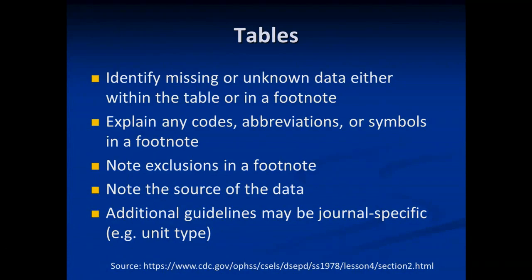So make sure you check, certain journals like specific units, some like p-values over confidence intervals, and you don't need both, for example. So you don't need confidence intervals and p-values. You may want confidence intervals and some sort of asterisk or footnote for what the p-values are.